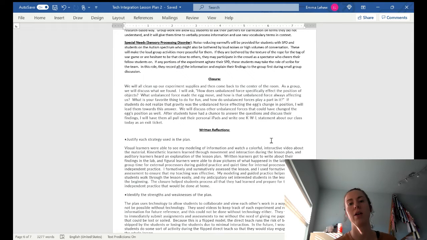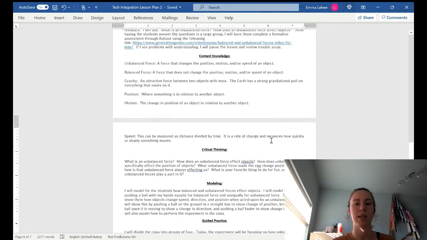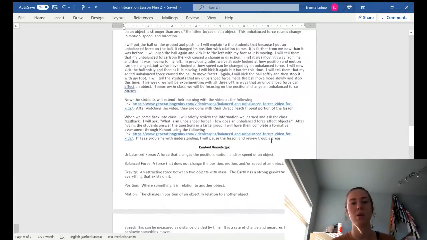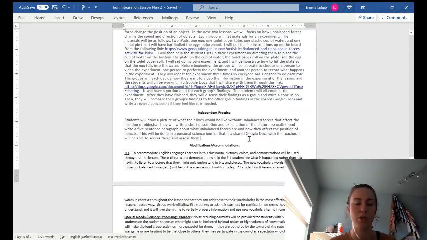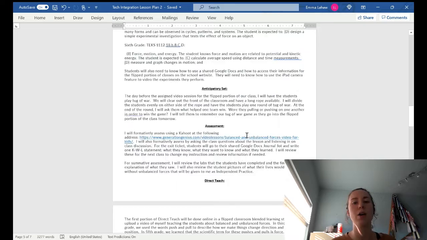Now they're going to do the L, and I'll make sure that everyone learns something, and if not, then we'll go over it later, because obviously we need to clear up misunderstandings. They would be sent home with this independent practice or do it right after closure. And they're basically going to draw a picture and write a sentence about what their lives would be like without unbalanced forces. It'll be done in their science journals, which will be this online Google Docs that's shared with me. So they'll be using the drawing function on Google Docs to draw their pictures and then just typing to label them. So now I'll go back up to assessment.